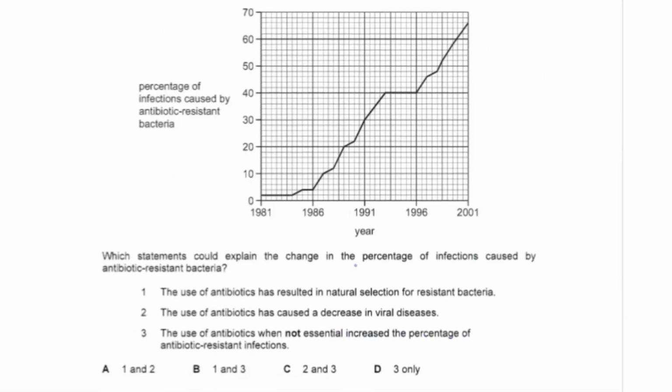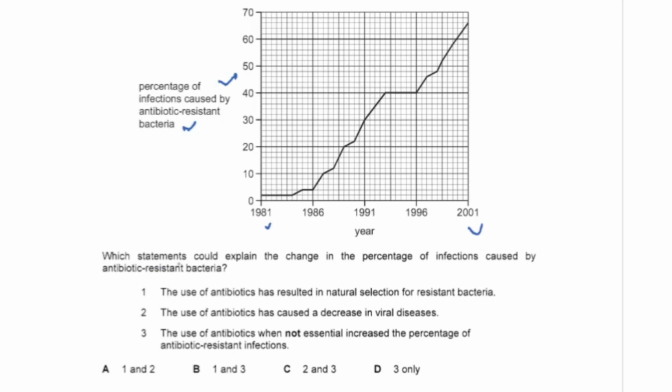Moving on to the next question. The graph shows the change in the percentage of infections caused by antibiotic-resistant bacteria in one country. Now, you're having on the y-axis the percentage of infections caused by antibiotic-resistant bacteria, and then on the x-axis you're having the years, and this span between 1981 and 2001. Which statement could explain the change in the percentage of infections caused by antibiotic-resistant bacteria?